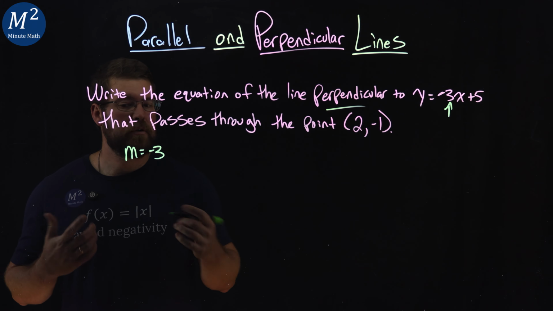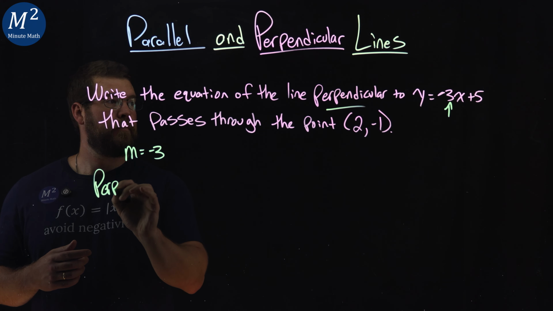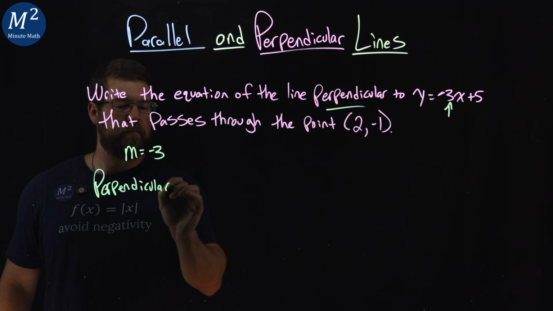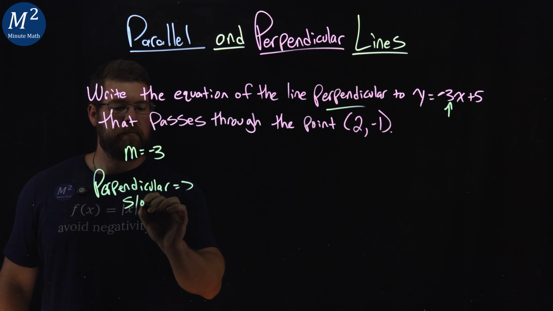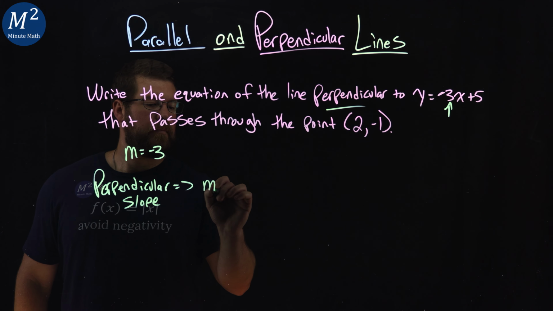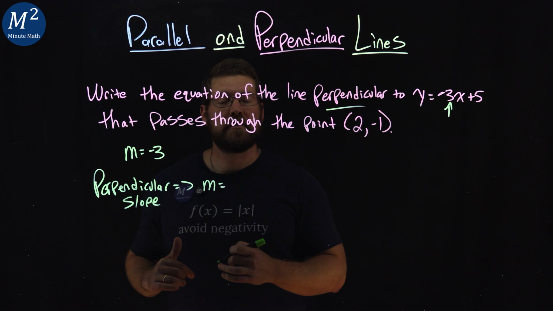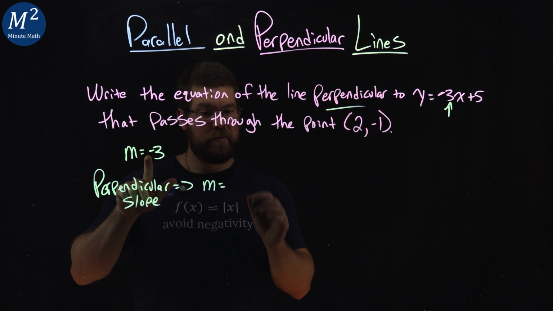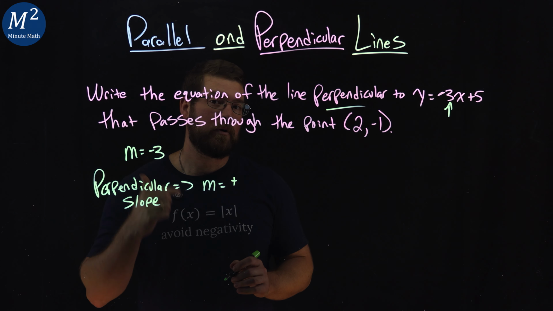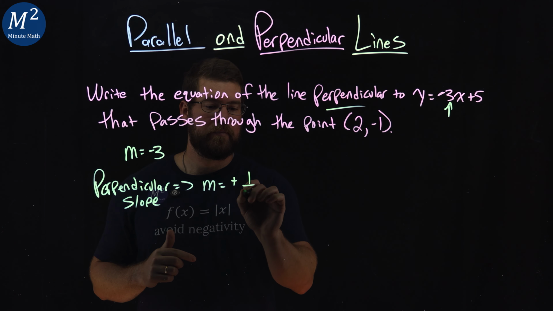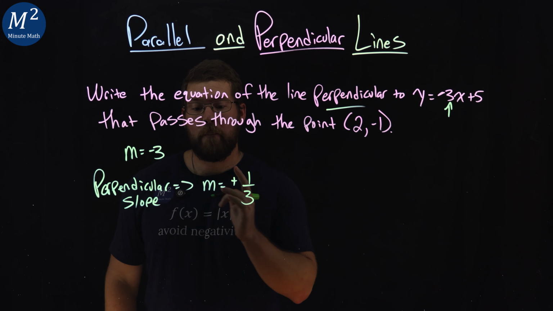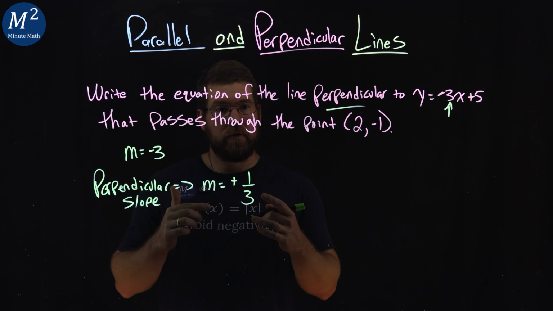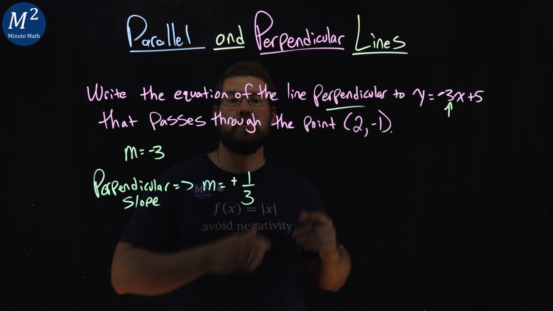The perpendicular slope is going to be the negative reciprocal. So instead of a negative, it's going to be a positive, and the reciprocal of 3 is 1/3. So we have a slope here of positive 1/3. That's what we're using. All right, so we have positive 1/3, and we have our point (2, negative 1).